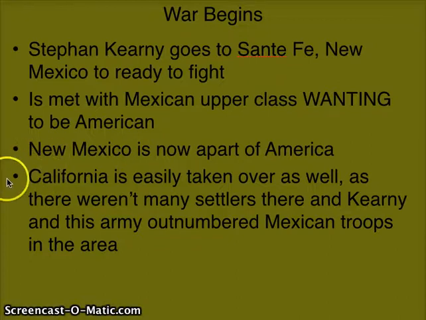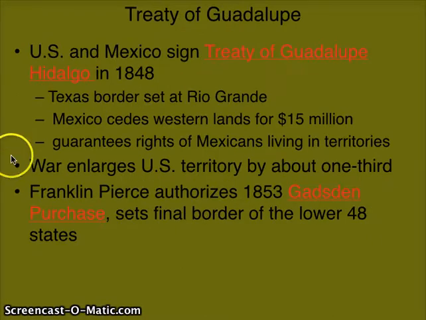California is just as easy. It's easily overtaken as well, as at this point, there are not many settlers in California, Mexican or American. Kearny follows up with his army, and they outnumber any Mexican troops that are in California. And so again, California is just taken over. This leads eventually to the Treaty of Guadalupe.